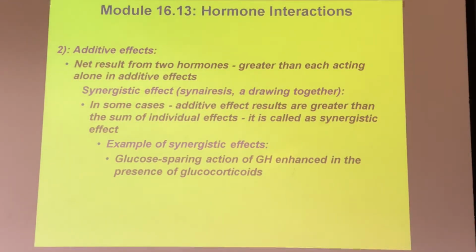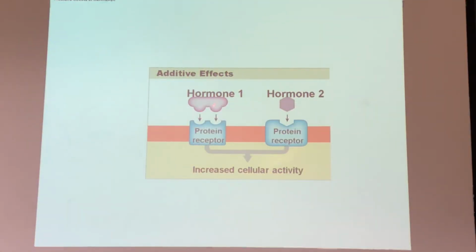Additive means the net result of the interaction of two hormones is greater than acting alone. And that is known as the synergistic effect, meaning they act together. So in this case, the additive effect results are greater than the sum of individual ones. So for example, if one is 5 and the other is 5, it will be somewhere more than 5 at least. And this is an example of the glucose sparing effect. So one hormone here, second hormone is here, so then they will increase the activity.